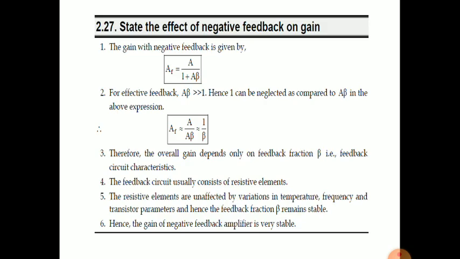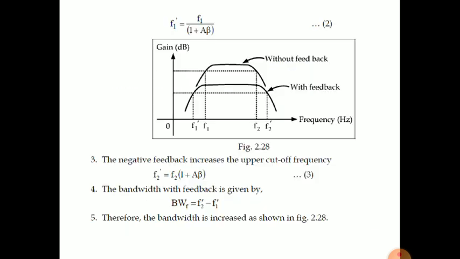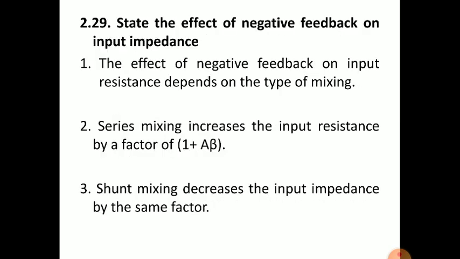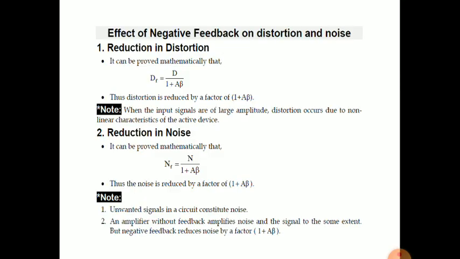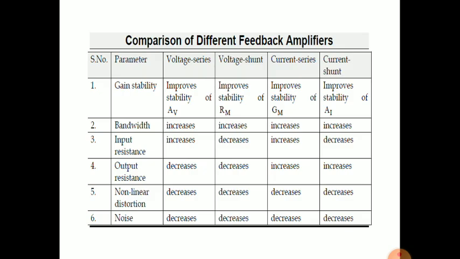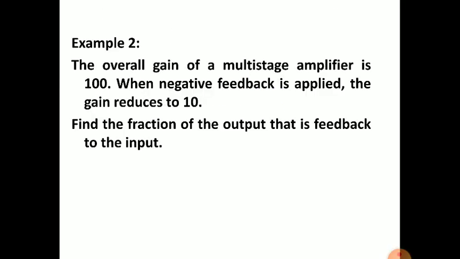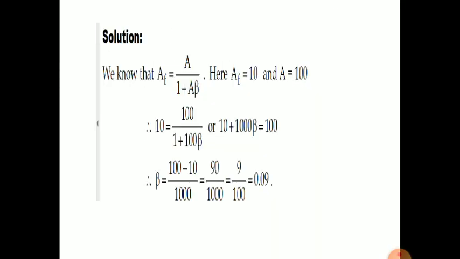So today's topics: the effect of negative feedback on gain, bandwidth, input impedance and output impedance, distortion and noise, and advantages and comparison of these different feedback amplifiers. Now simple problems.